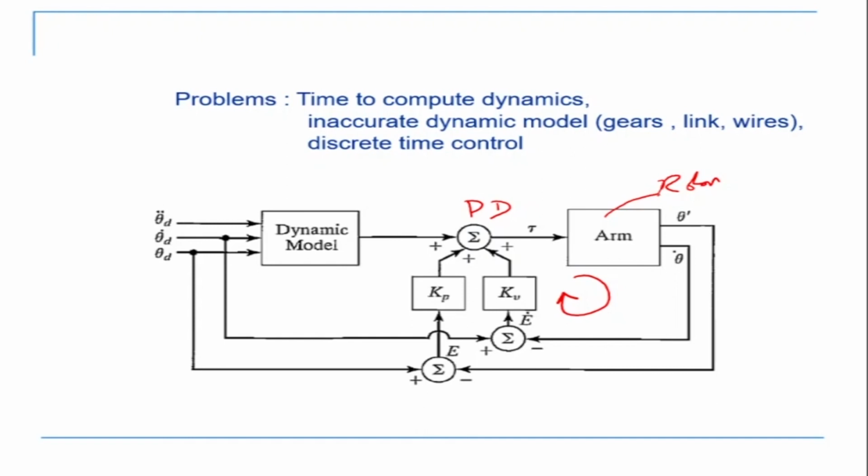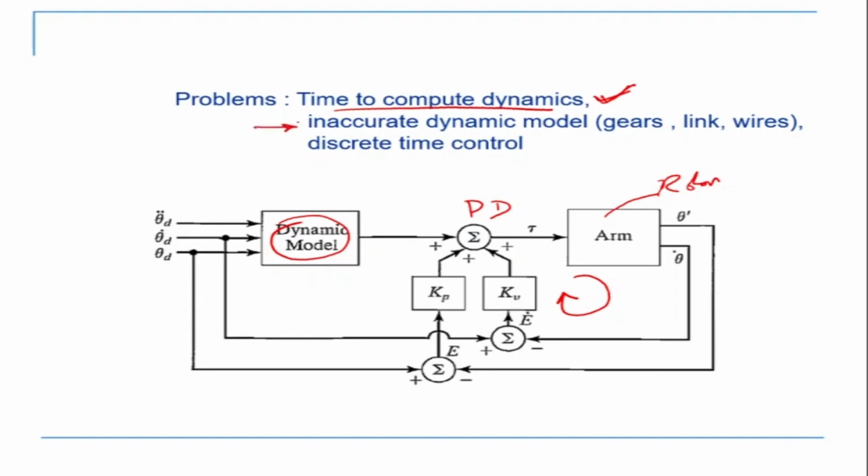But there is a little problem with this. One of the problems is the time to compute the dynamics. We have seen that you have to find the position, velocity, acceleration when it is moving. Then you have to compute it in real time. And computing that in real time is not possible. It takes a bit of time. So what will happen is this loop is going to get slightly delayed. Well, with a fast processor, maybe this can be done almost in real time. You can compute it very fast.